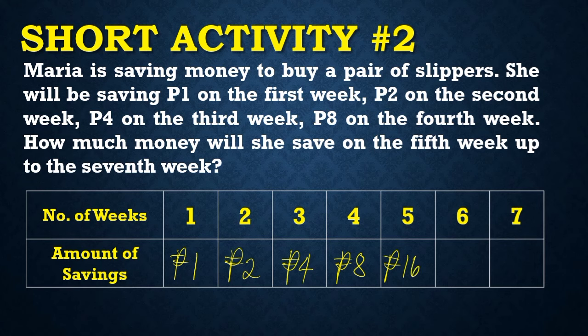So, 8 times 2, that is 16. So, 16 pesos yung masisave ni Maria on the 5th week. Times 2 again, that is 32 pesos. On the 6th week yon. And then on the 7th week, times 2, so magiging 64 pesos. So, yun po yung mga masasave ni Maria from week 1 up to 7th week.